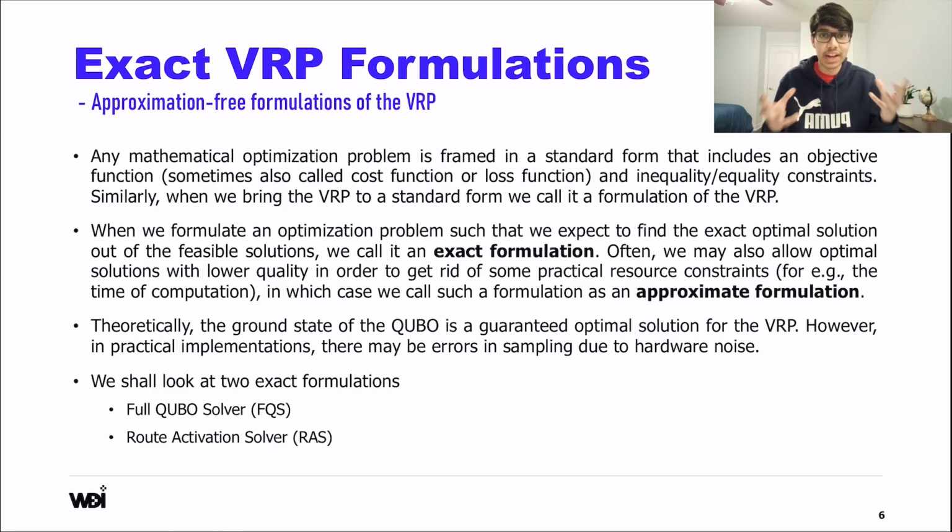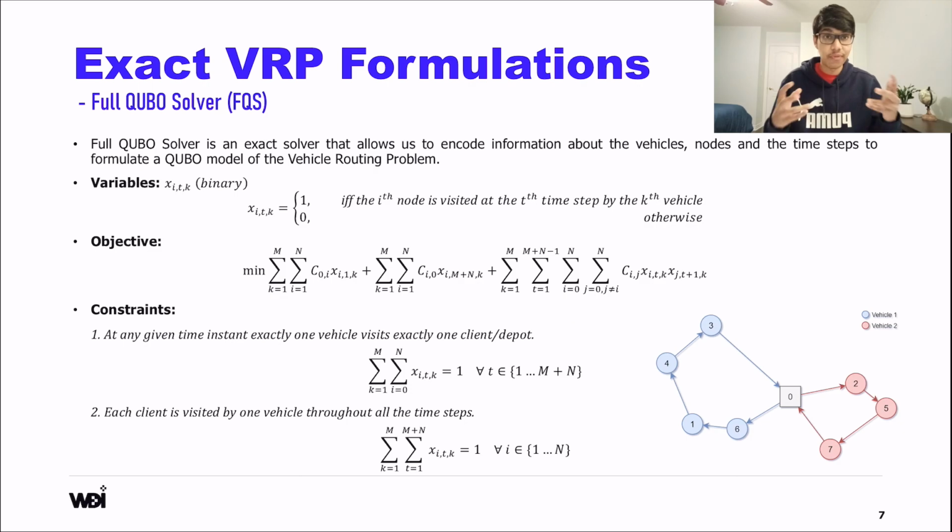But that's almost never the case, or it's very rarely the case, because there may be errors due to noise from the external environment. So I'm going to start explaining the two exact solvers for the vehicle routing problem. The first one is the full QWorld solver.